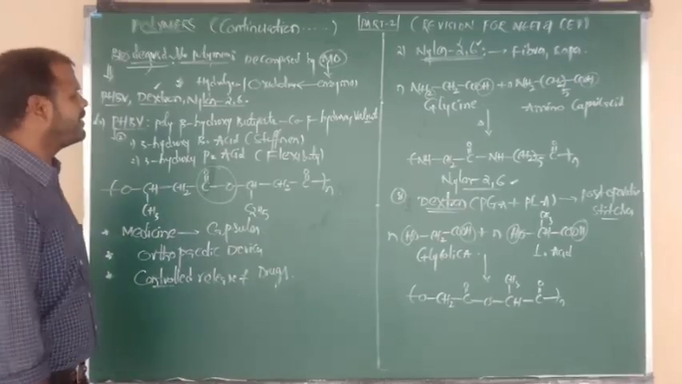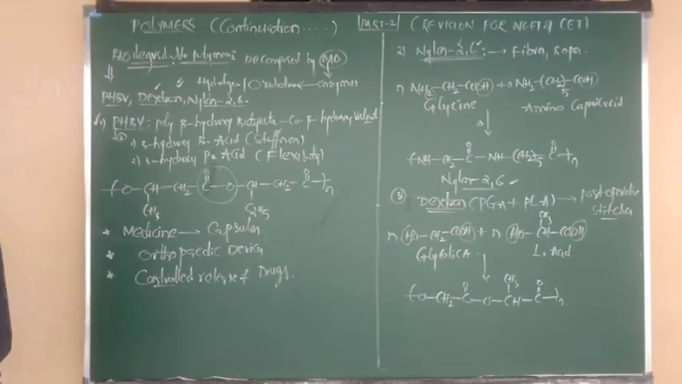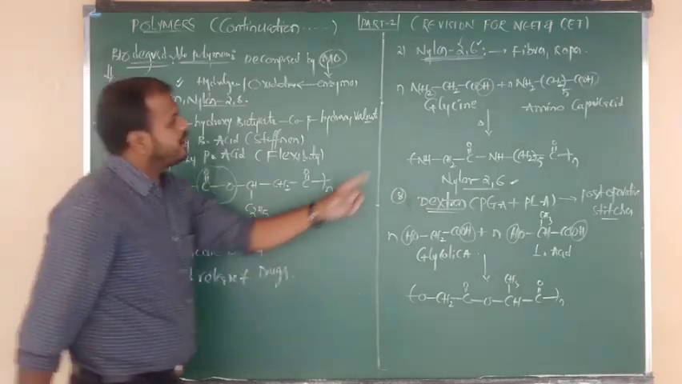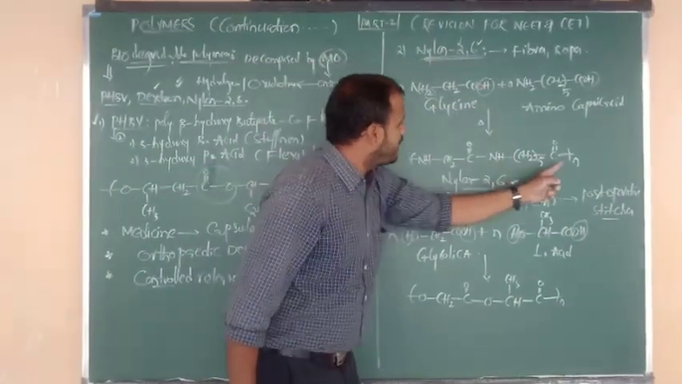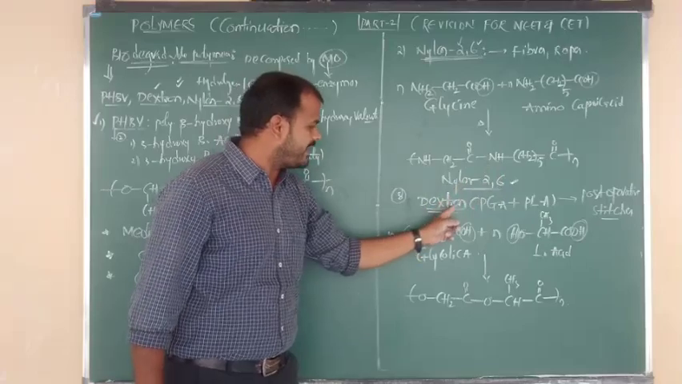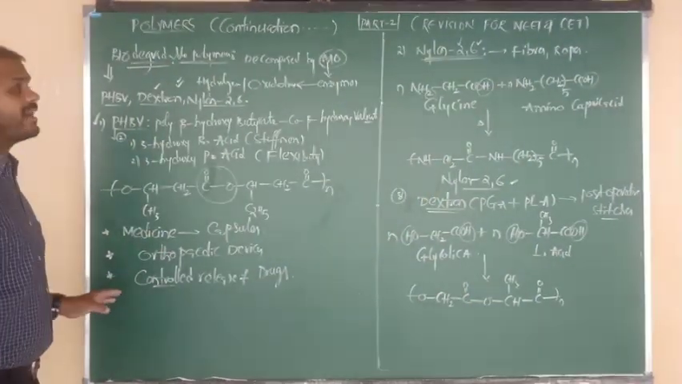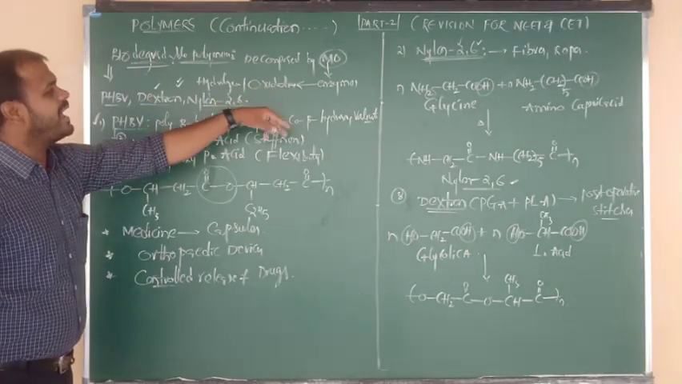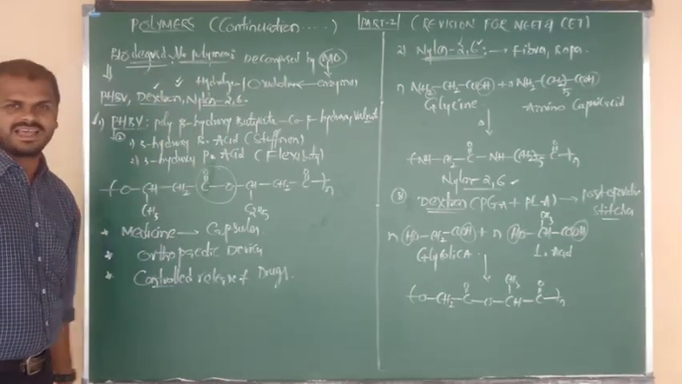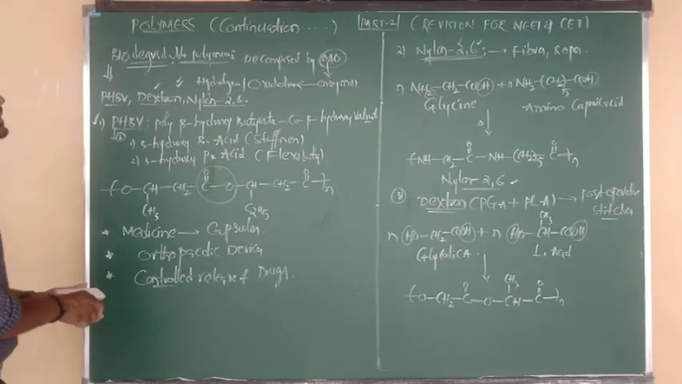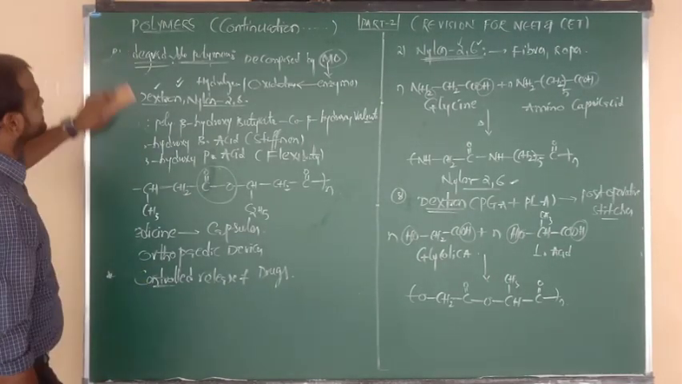Good. So this is the story: PHBV contains polyester, nylon 2,6 contains polyamide, and again dextran contains polyester. But all of them can be decomposed by enzymatic oxidation or enzymatic hydrolysis, and they are eco-friendly polymers. They do not cause any serious effect on the environment.